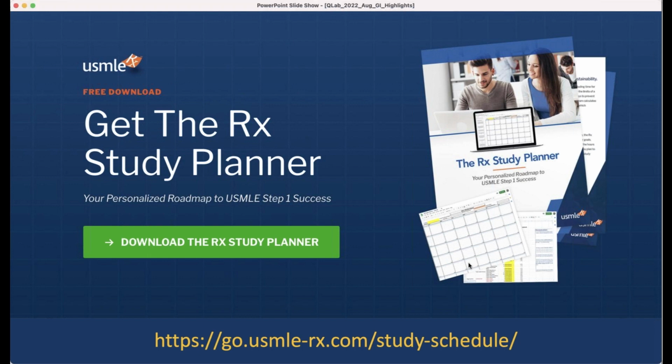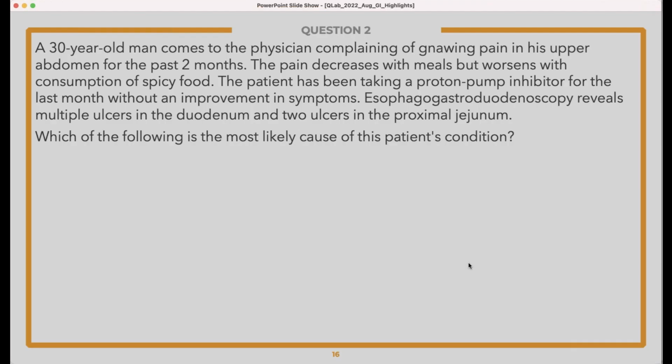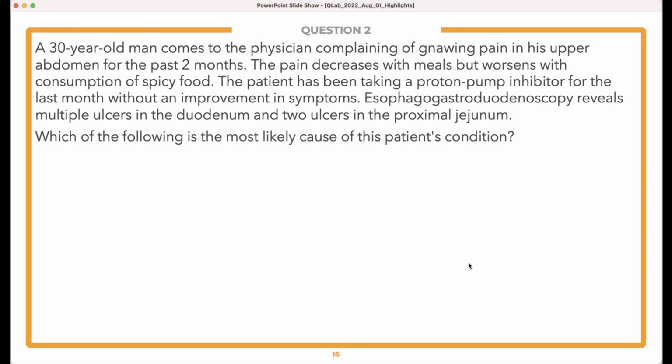Let's go to question number 2. And again, we are going to start with the lead-in. In this case, which of the following is the most likely cause of this patient's condition? Okay, so this is a very textbook question that you're going to see on the boards. You see this all the time. So think about what kind of information you should be looking for as we go through the vignette.